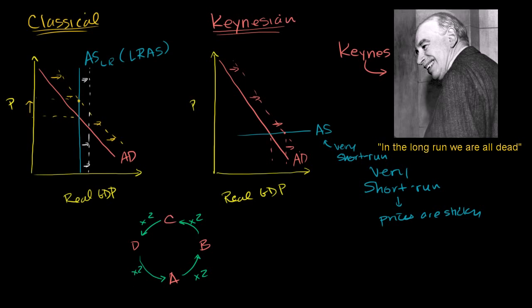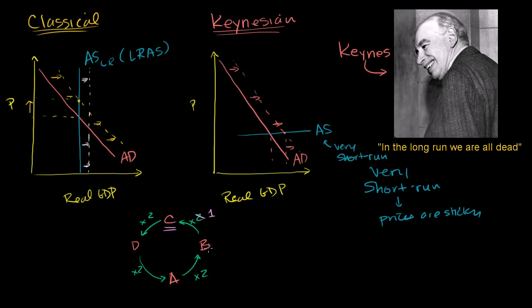And for whatever reason, let's say C has just all of a sudden got a little bit pessimistic, had a bad dream, woke up on the wrong side of the bed and says, you know what, I'm not feeling so good about the economy. I'm going to hold off on my purchase from B. Instead of 2 units, I'm going to purchase 1 unit.